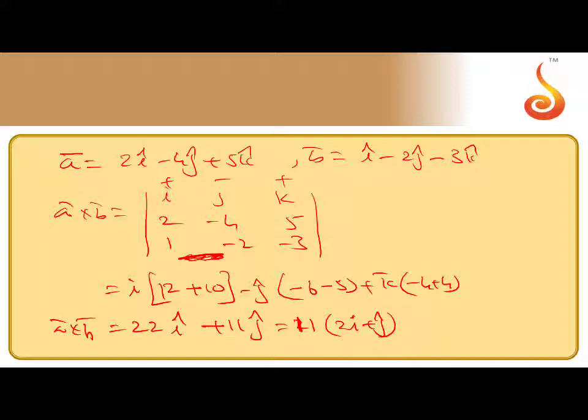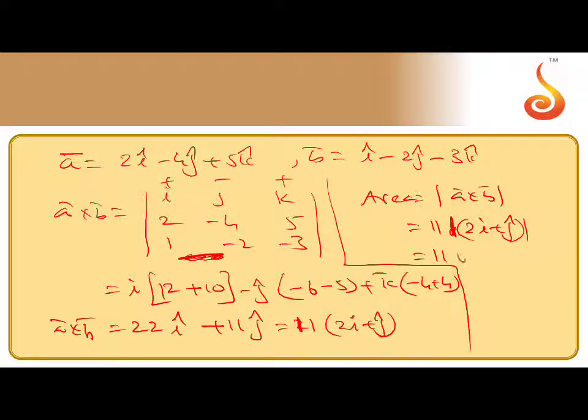But we want the area now. Area means magnitude. Therefore, area equals the magnitude of a cross b. So 11 is a constant. You can apply the magnitude only for the vector 2i plus j. So this is 11 into root over 2 square plus 1 square. That gives 11 into root 5. So 11 root 5 square units. That is the area of the parallelogram.